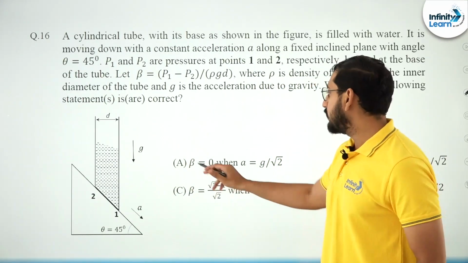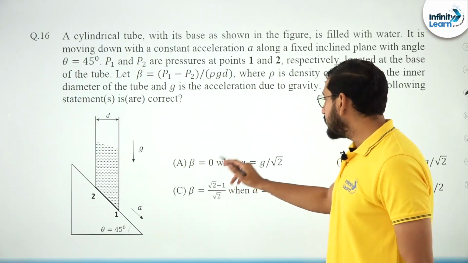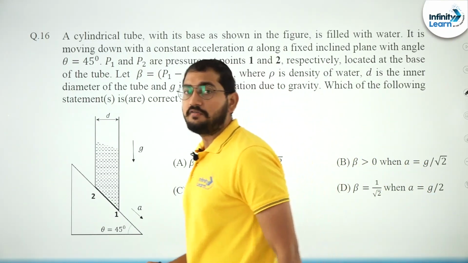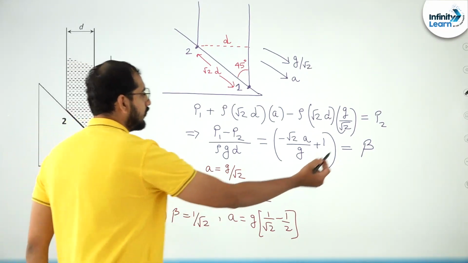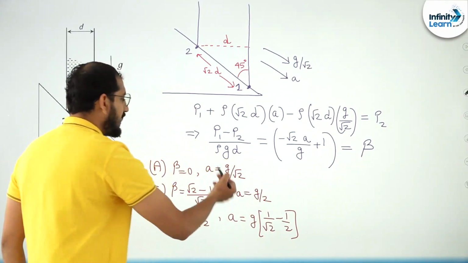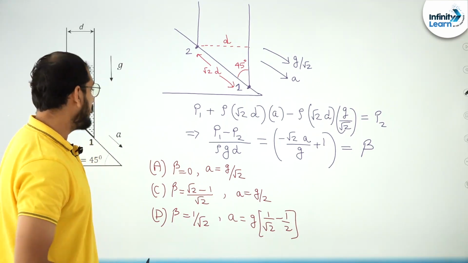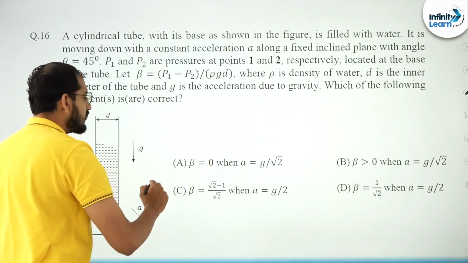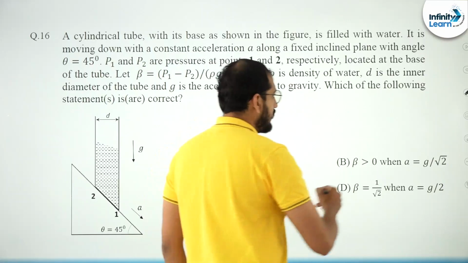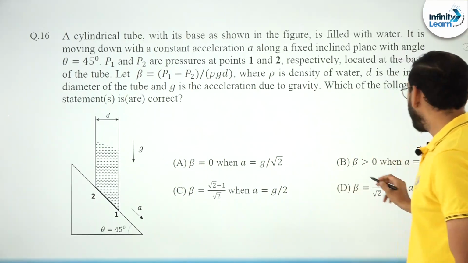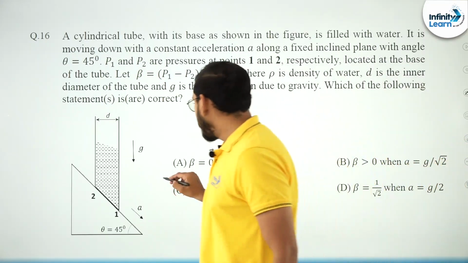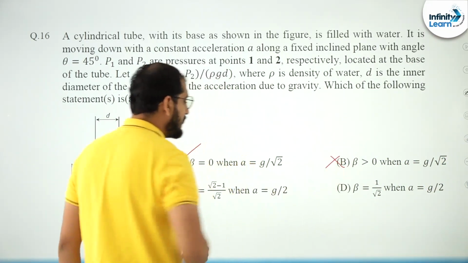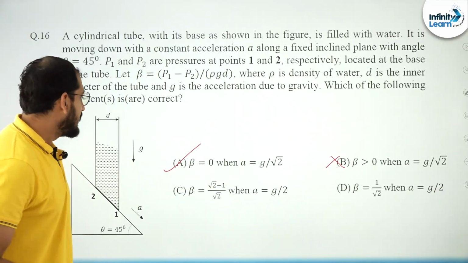The first option says that if beta is 0, then what is the value of acceleration? It's very simple. We just need to put beta equal to 0 at this position, and that will give me the value of a, that is g by root 2. So yes, option A is my correct answer, right? Now if you look at option B, then automatically if option A is correct, option B cannot be correct, right?